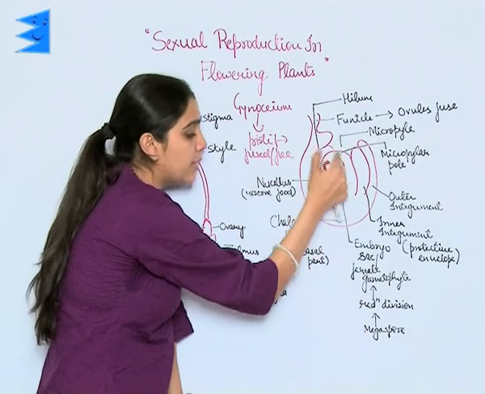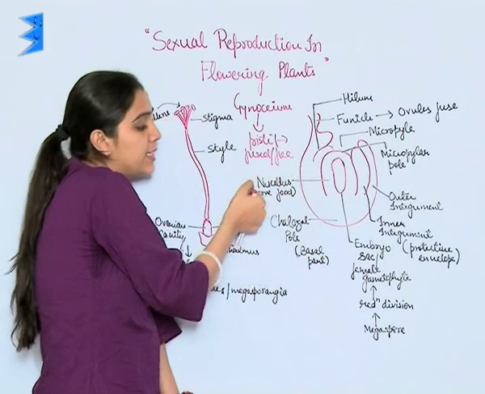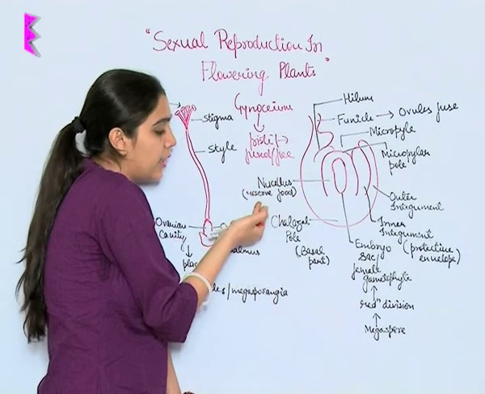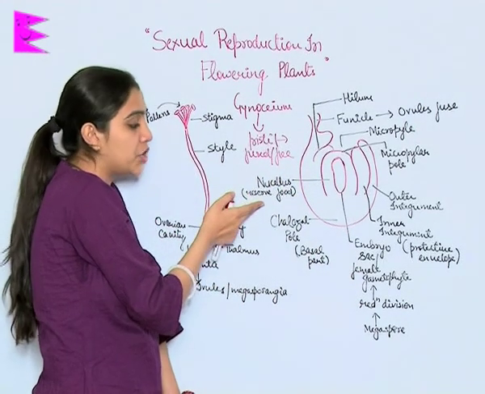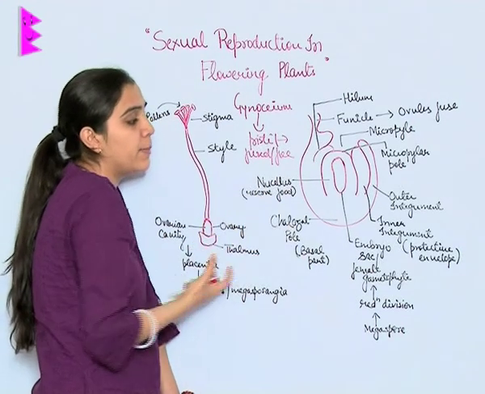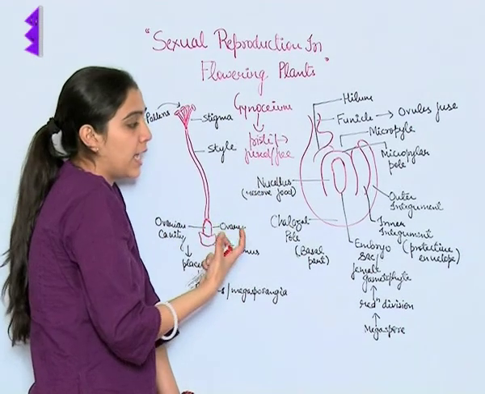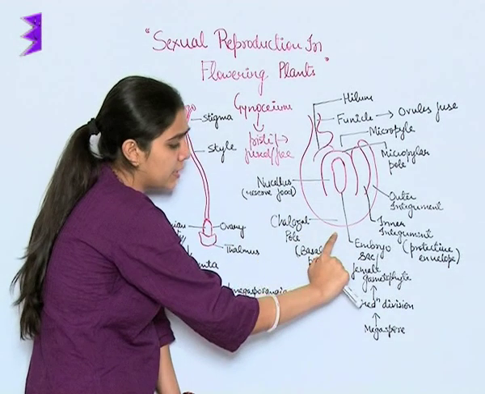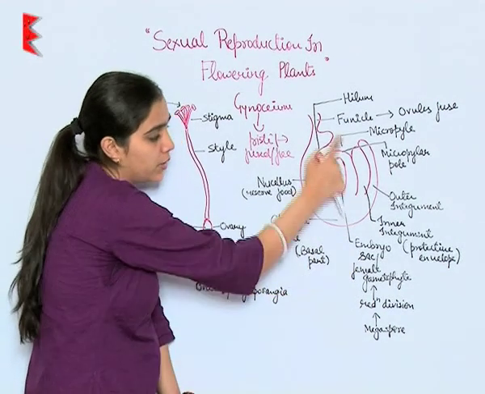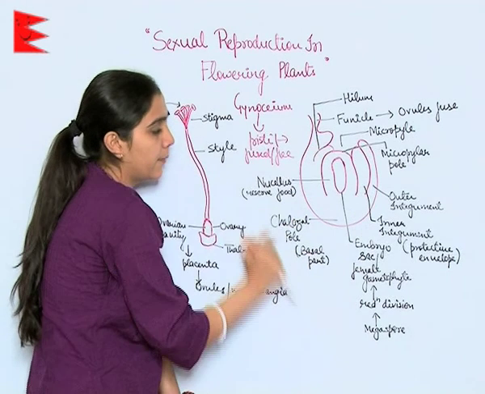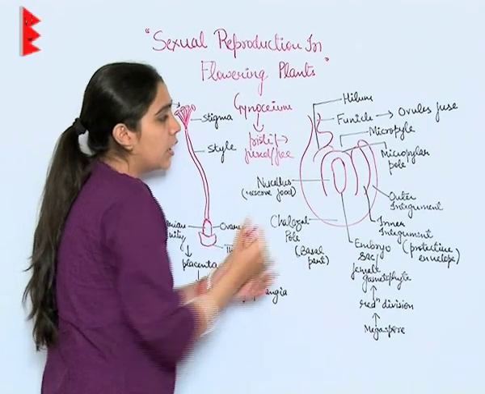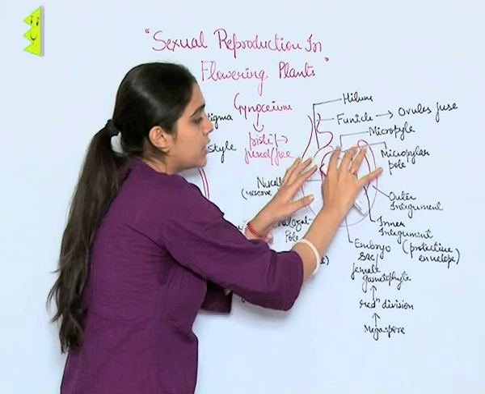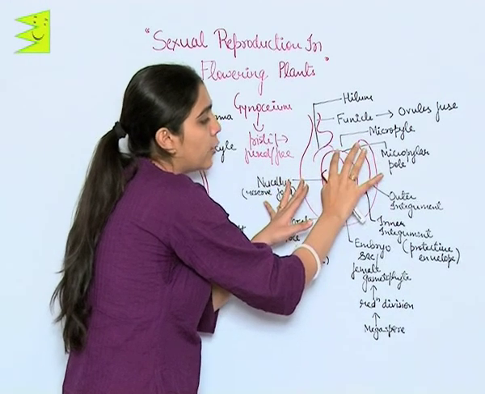Now in this embryo sac, the nucellus is present. Nucellus is nothing but the reserve food material which is helpful further in the development of the embryo when fertilization has taken place, and this is the chalazal pole, the basal part of this ovary. Now to understand it further, there is a small opening which is the micropyle, and this is the micropylar pole.